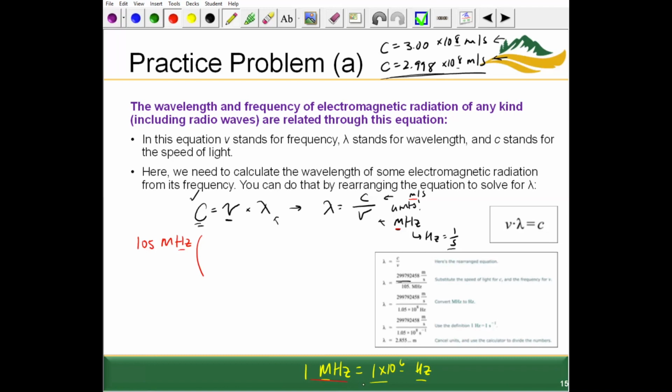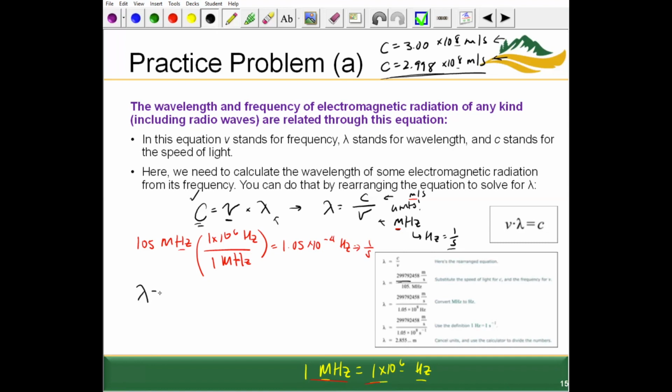So to set up this conversion factor in the correct orientation, we'll say that 1 megahertz is equal to 1 times 10 to the 6 just hertz. So here I got 1.05 times 10 to the negative 4th hertz. That's the same thing now as units of 1/second.